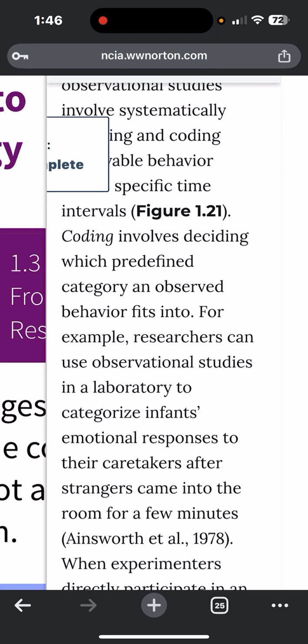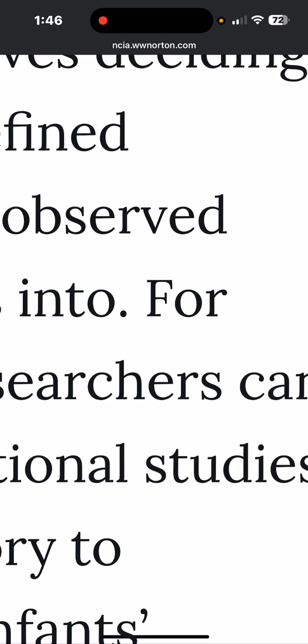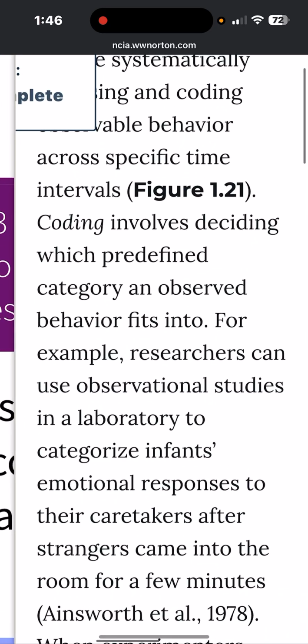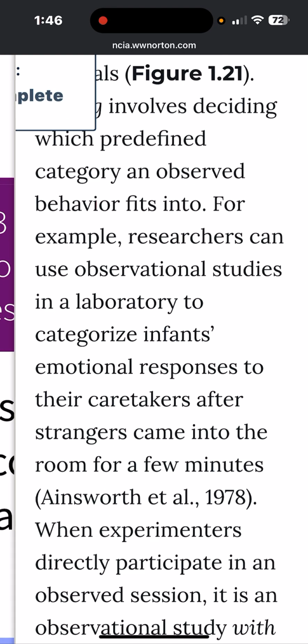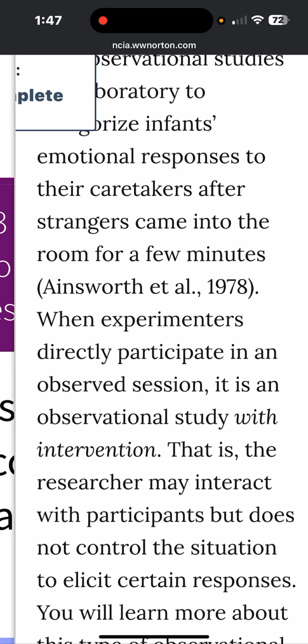For example, researchers can use observational studies in a laboratory to categorize infants' emotional responses to their caretakers after strangers came into the room for a few minutes. Ainsworth et al., 1987.